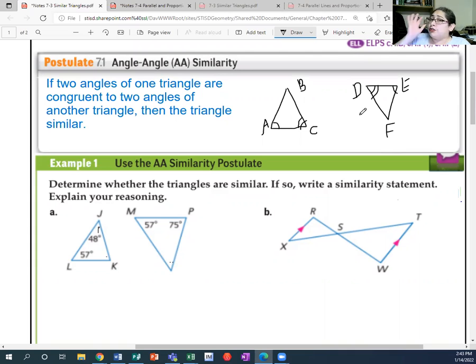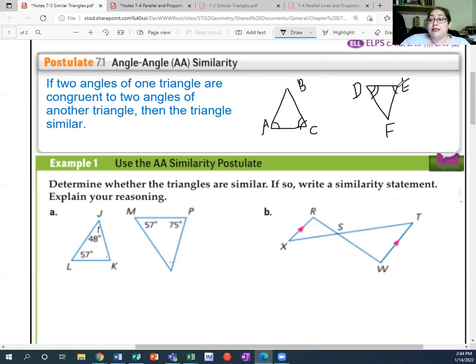We can't say they're congruent to each other because just off the angles alone, we can't state whether these sides are the same measure. And the only way they can be congruent is if all those side lengths are the same measure. We don't have that. We only know that the angles are congruent. So the best thing that we can say is that they're similar.